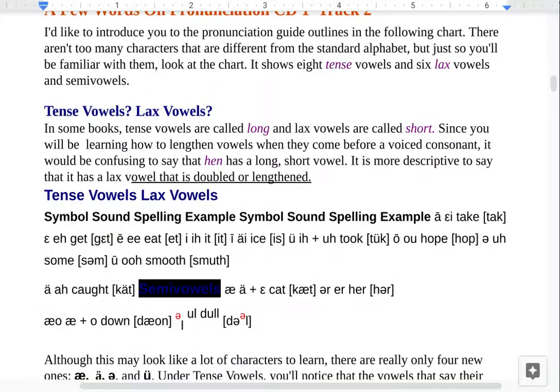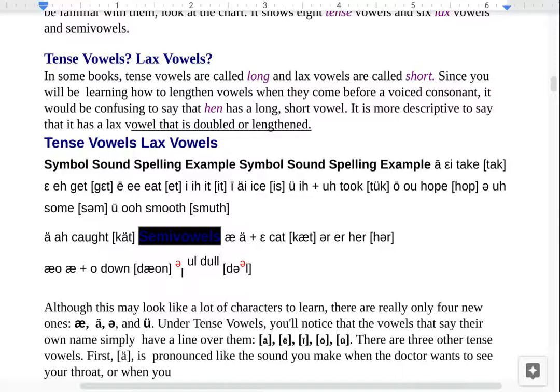Here are the tense vowels: a, take; e, eat; I, ice; o, hope; oo, smooth; ah, caught; cat; ow, down. Here are the lax vowels: get; it; took; some. And the semivowels: her, dull. Now you try it.